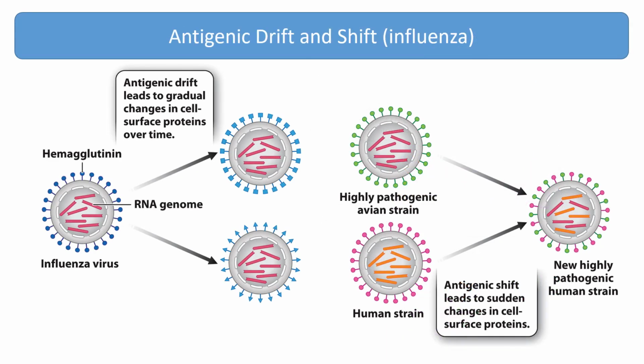Let's talk about 3 common human pathogens. The flu, or influenza, is caused by an RNA virus that infects mammals and birds. It is notable for causing seasonal outbreaks or epidemics. The flu causes hundreds of thousands of deaths each year and millions of deaths during pandemics.